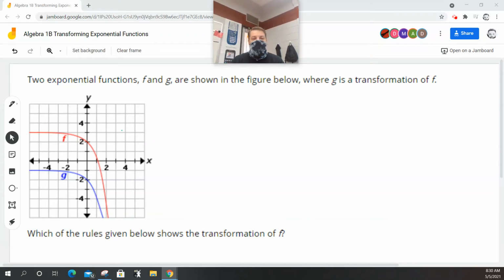All right, we have two exponential functions, f and g, and they're shown in the figure on the screen there, where g is a transformation of f. Which rules given below shows the transformation of f?